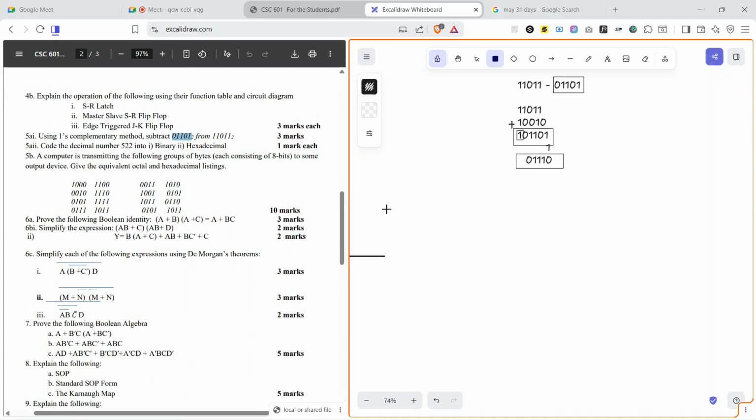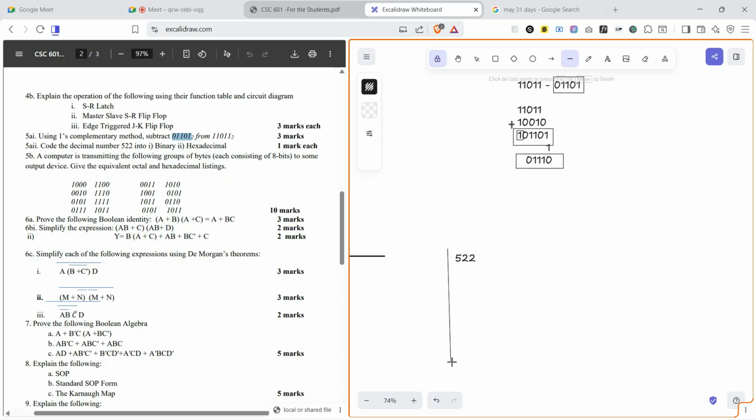Code the decimal number 522 in binary and hexadecimal. So this is going to be divided by 2. You want to divide 522 by 2. We know how to do binary.